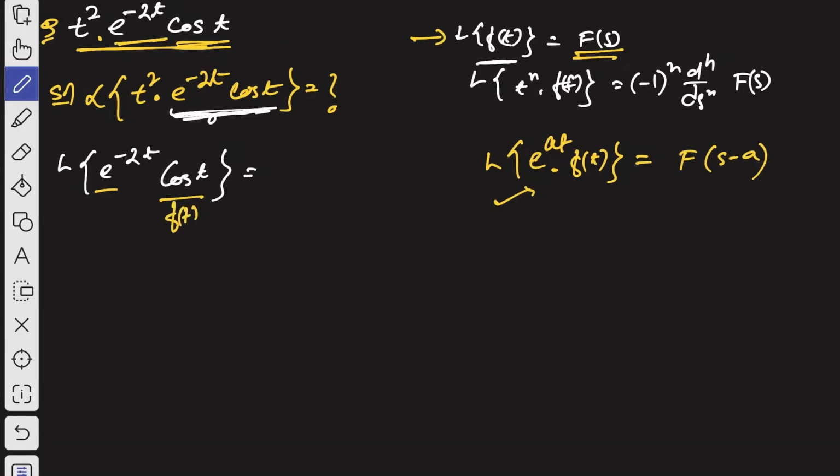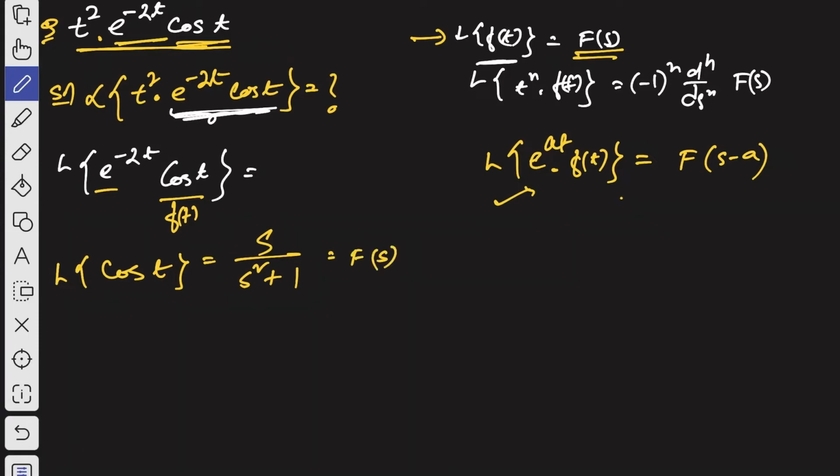So before that, let us find the Laplace transformation of this cos t. What is the Laplace transformation of cos at? That is s by s square plus a square. A is 1 here, so 1 square is simply 1. So this is our F of s.